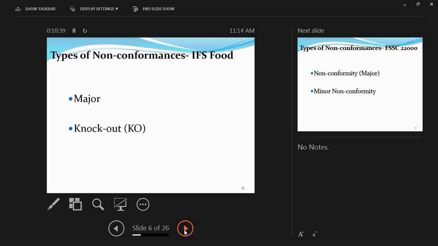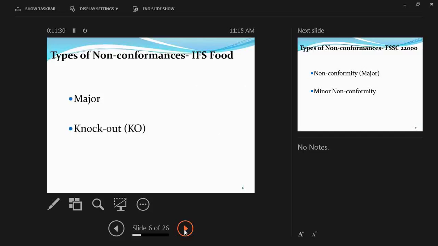A major nonconformity can be given to any requirement which is not defined as a KO requirement. KO is nothing but knockout. It's something similar to a critical nonconformity. A major nonconformity in IFS is defined as follows: when there is a substantial failure to meet the requirements of the standard, which includes food safety and/or legal requirements of the production and destination countries. So it refers to food safety and legal requirements. A major can also be given when the identified nonconformity can lead to a serious health hazard. In that case, an auditor will raise a major nonconformity.